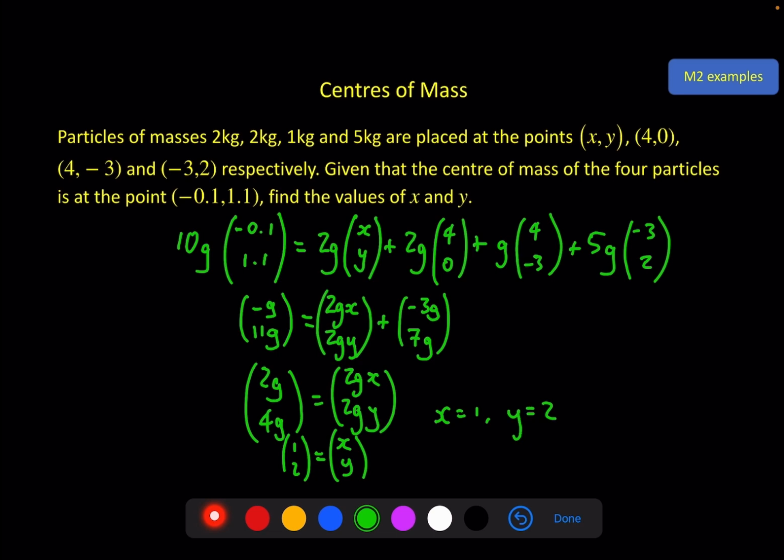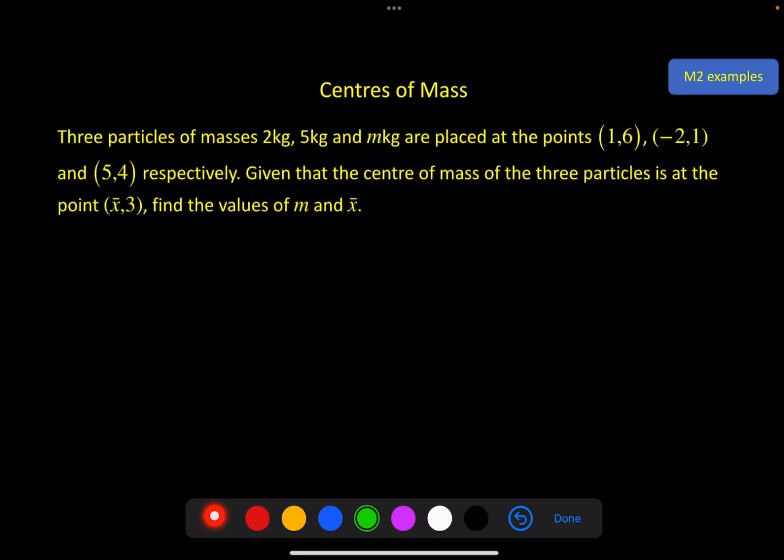Our final example is kind of like this, same equation, but a slightly different thing we don't know. 3 particles of masses 2, 5, and m are placed at the points this, this, and this respectively. Given that the centre of mass of the 3 particles is at the point this, find the values of m and x bar. So we've got some information. We've got the masses here, we've got all of the points here, and we've got y bar. So I can use the y coordinate to work backwards with what I know the answer is for the y bar to find m. Once I've found m, then I can work forwards again with all of that information to find x bar. So the problem solving element here is to realize that you have to find m first.